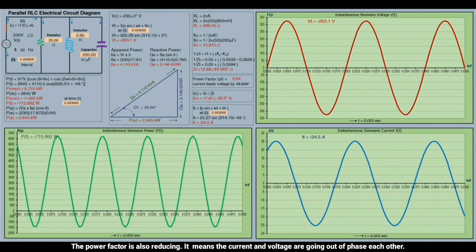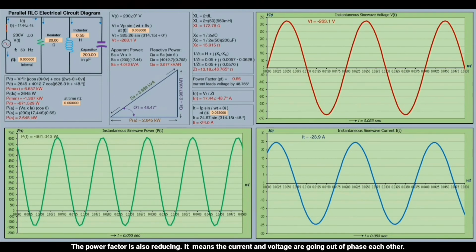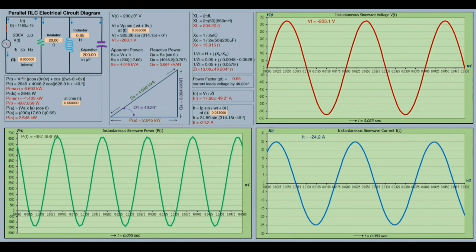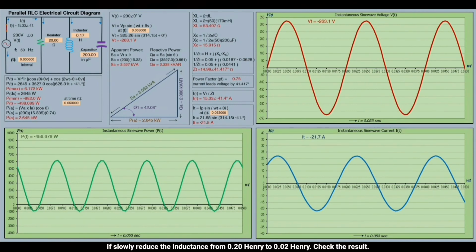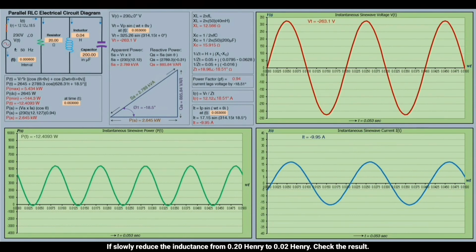The power factor is also reducing. It means the current and voltage are going out of phase with each other. The result of real power remains about 2.645 kilowatts. Now slowly reduce the inductance from 0.20 Henry to 0.02 Henry. Check the result.